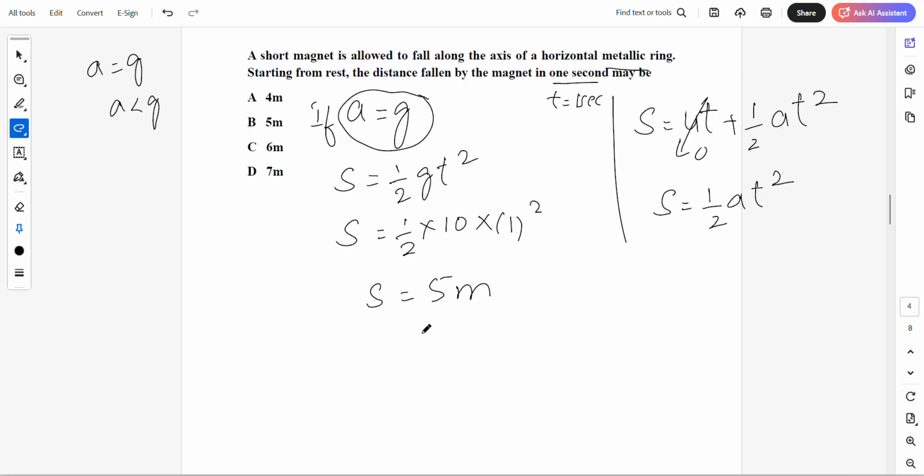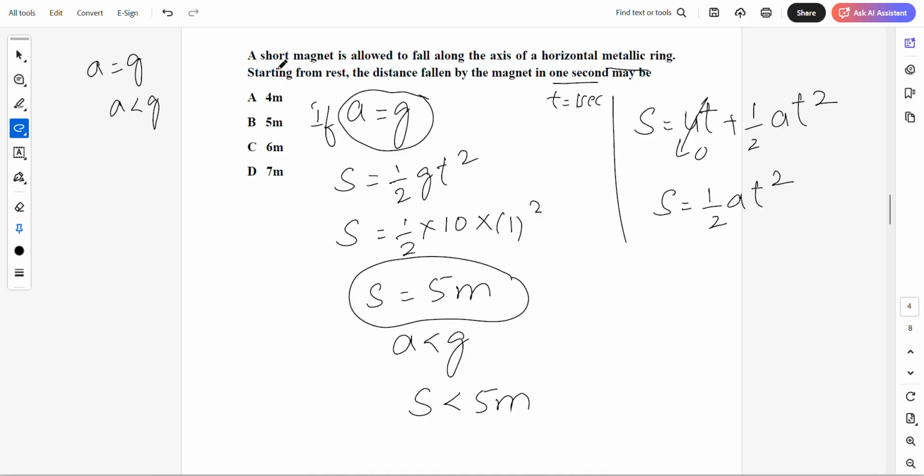But here, in this problem, A will be less than g. Therefore S will be less than 5 meter. If you consider A equal to g, you are getting S equal to 5 meter.